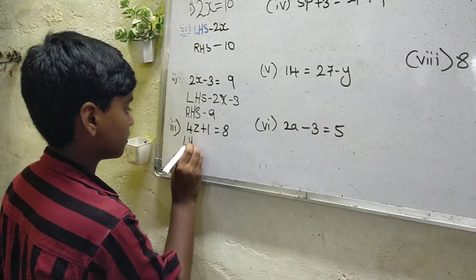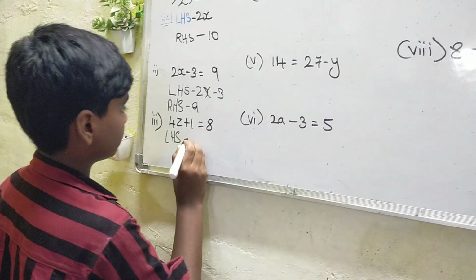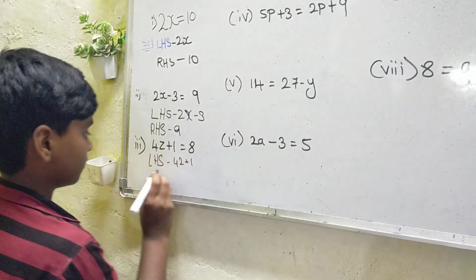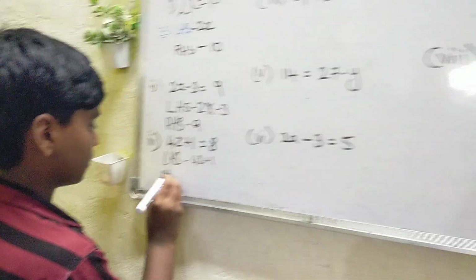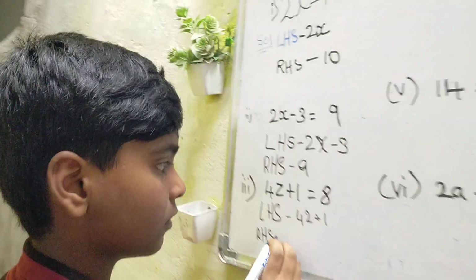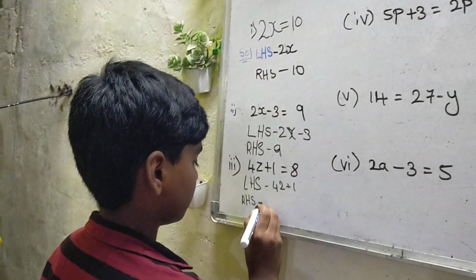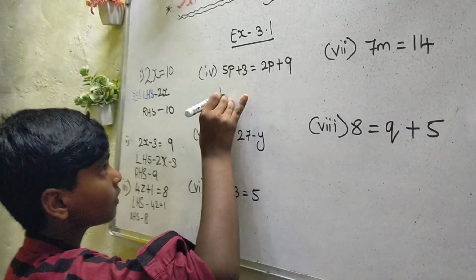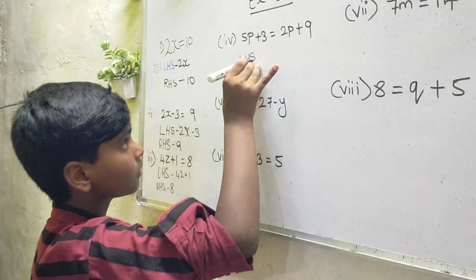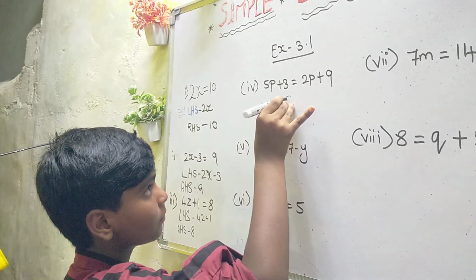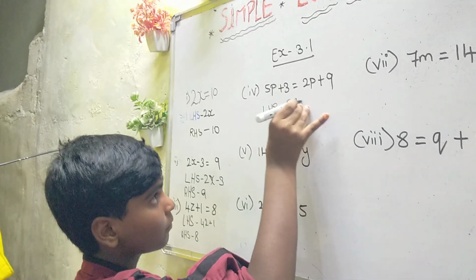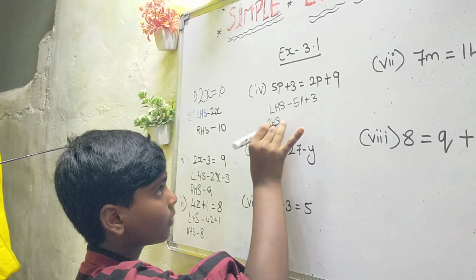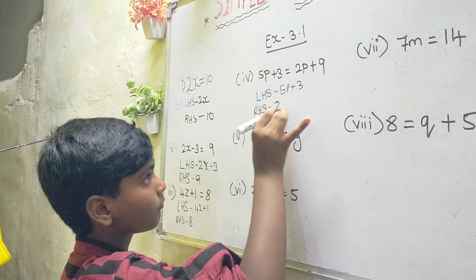Then LHS. 4z plus 1. Yes. RHS. See, on the other side of the equal to sign. Yes, this side. How much? 8. Very good. Come on, fast. LHS. 5p. Yes. Plus 3. Very good. RHS is 2p plus 9.